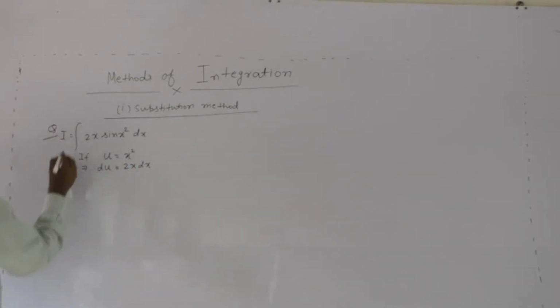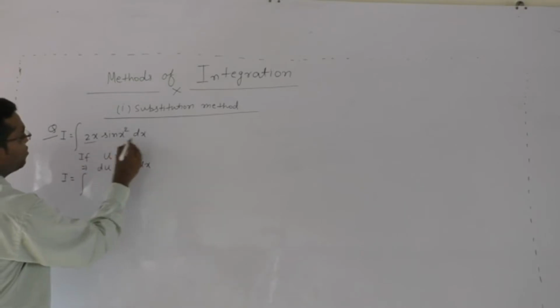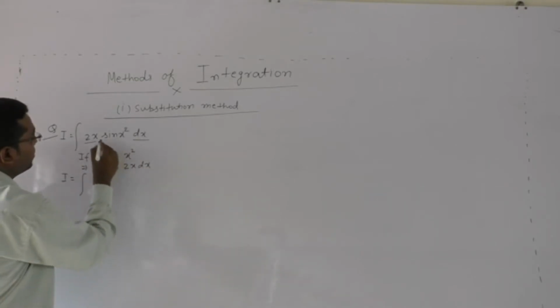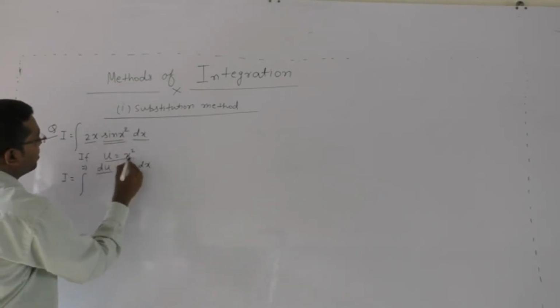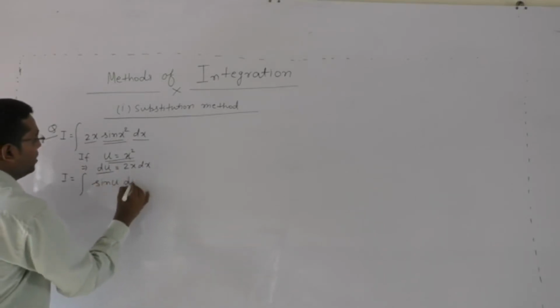Now this integration will become the integration of 2x dx, which equals du, and sin x squared equals sin u. So we will get the integration of sin u du.